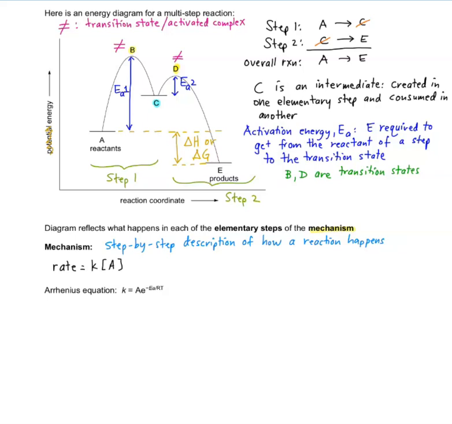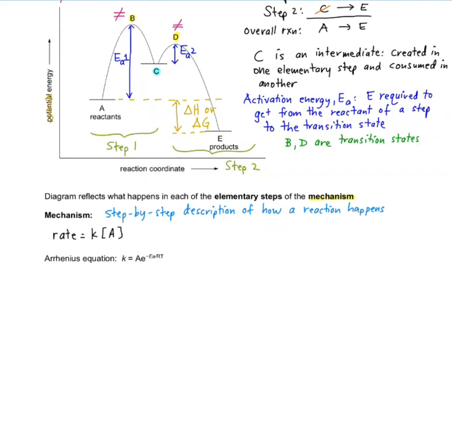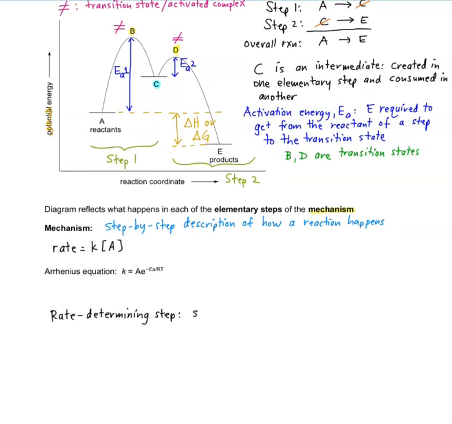Now, the mechanism and the way that we think about it is going to be related to what's called the rate law. I've written an example of a rate law. What we're interested in here has to do with what's called the rate determining step, or the rate limiting step. In a diagram such as this one, we can pick out the rate determining step because it's the step that has the highest energy transition state.